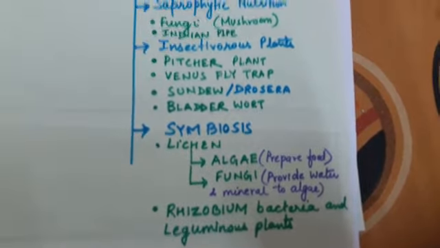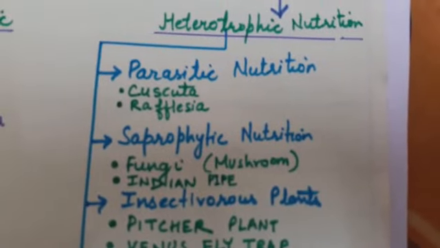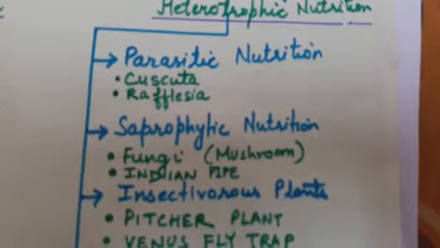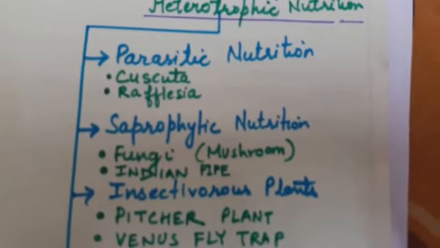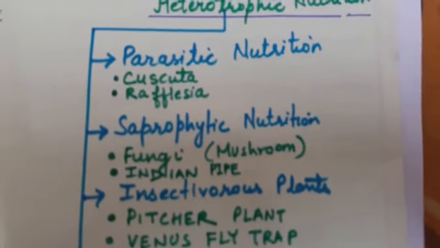And in case of parasitic nutrition, you can say there is a relationship between two partners. One is host, one is parasite. Parasite takes everything from the host but in return doesn't give anything to the host.